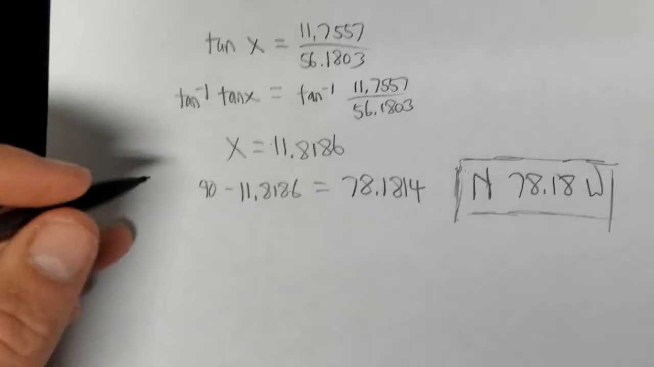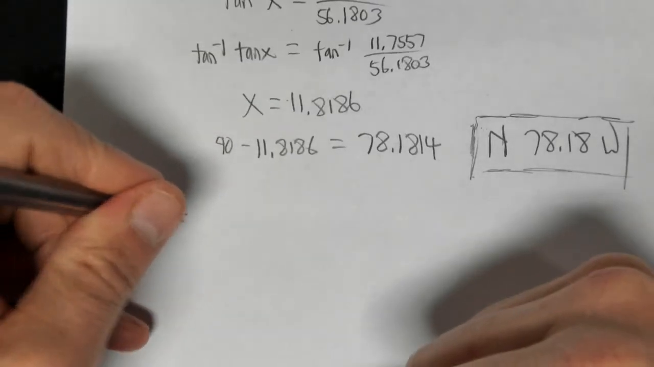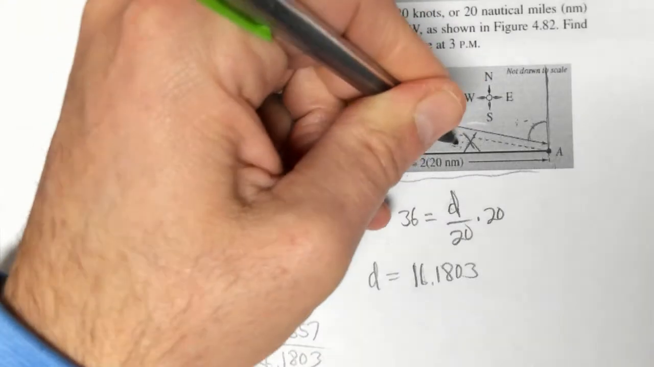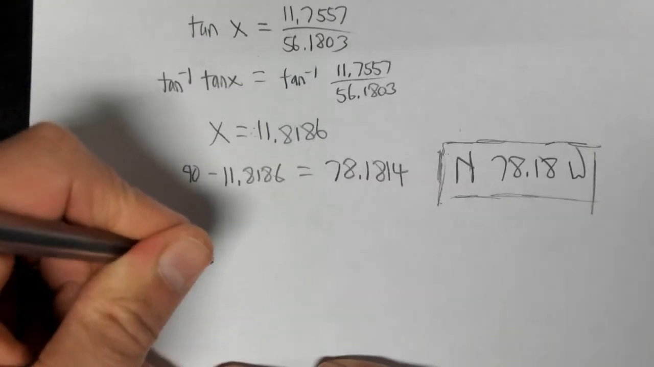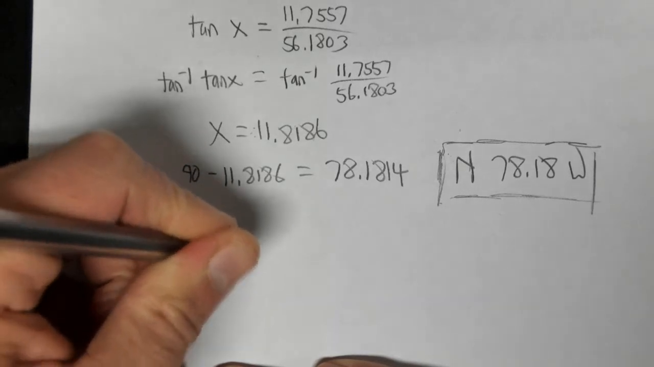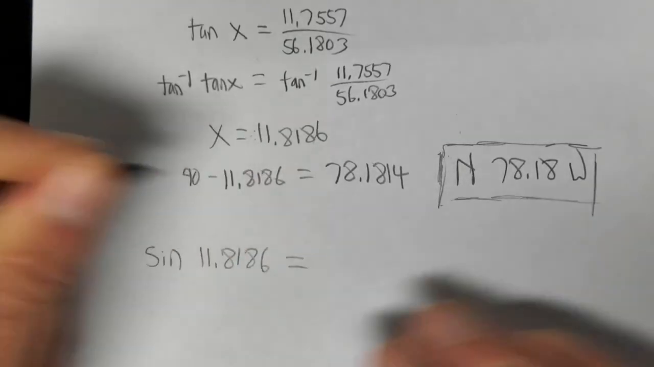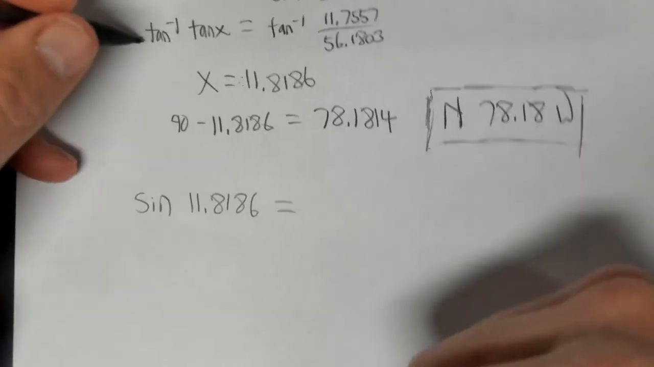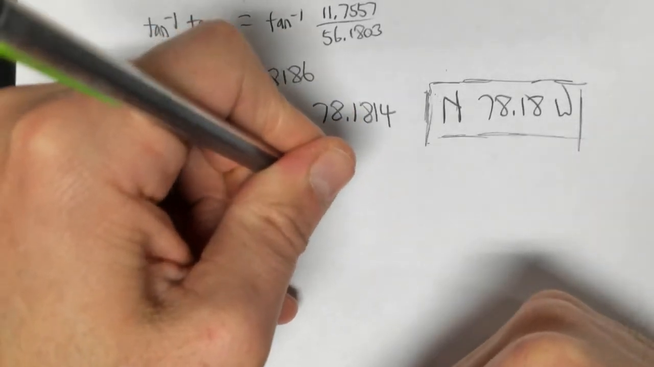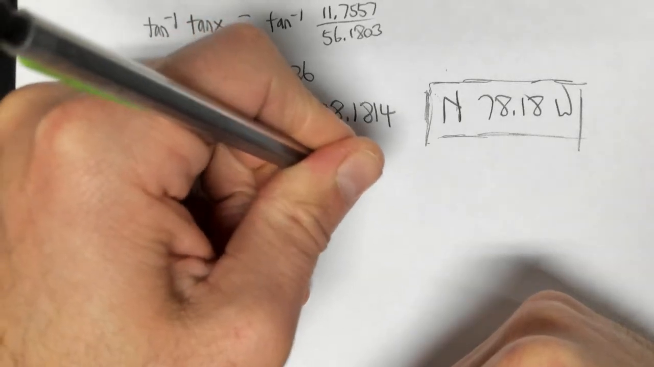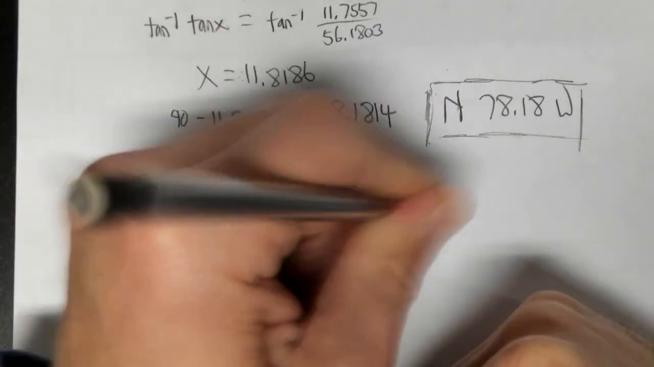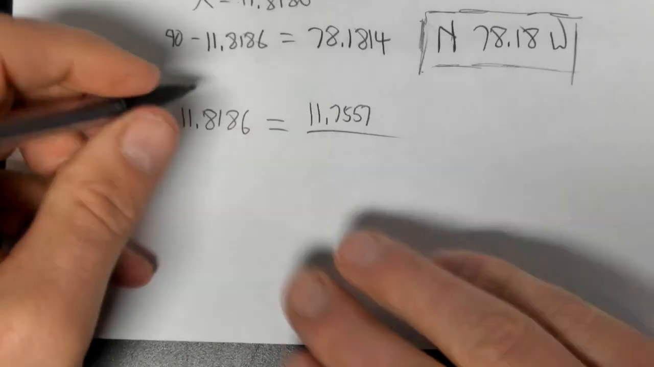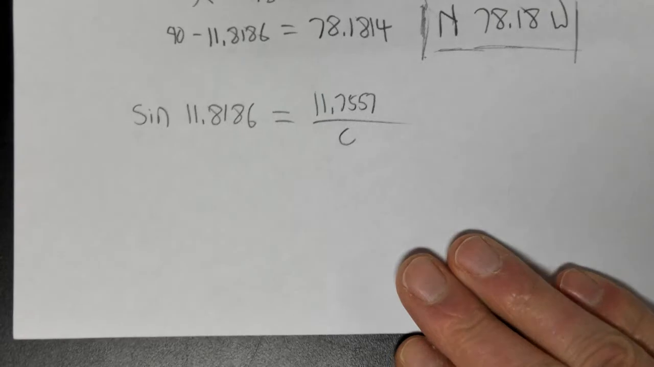We can plug this in now with sine. So I can go sine of this angle right here, the angle X, which is 11.8186, is going to be equal to opposite, which is 11.7557 over the hypotenuse, which is what I'm looking for, and that is C. We'll leave it as C.